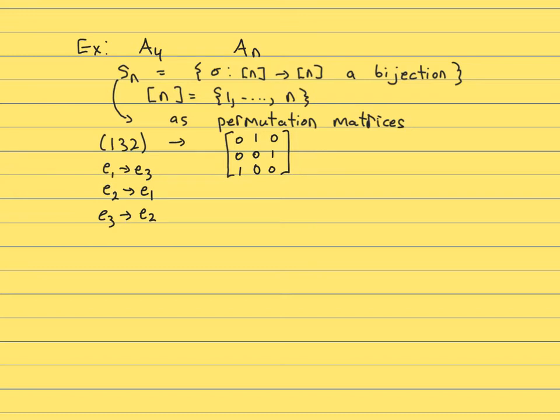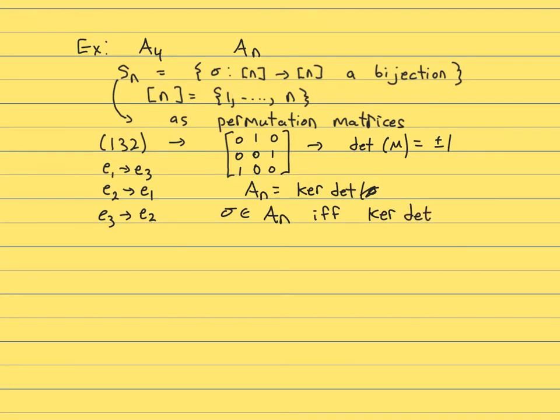And the reason why I'm defining it this way is because matrices have a well-defined determinant. And more importantly, in the case of a permutation matrix, you can prove that the determinant must be plus or minus 1. And so then you can define the alternating group to be the kernel of the determinant map. So sigma is in the alternating group if and only if the determinant of the permutation matrix is 1.